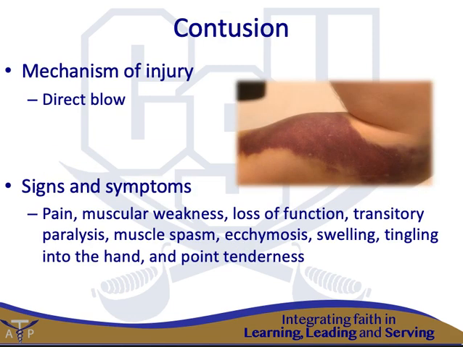A muscle contusion or an upper extremity contusion typically occurs from a direct blow to the muscle, usually by a body part or an implement. This is a contusion that we typically see across the body in any parts of the body. We have pain. We can see ecchymosis, swelling, tingling, point tenderness within the area.